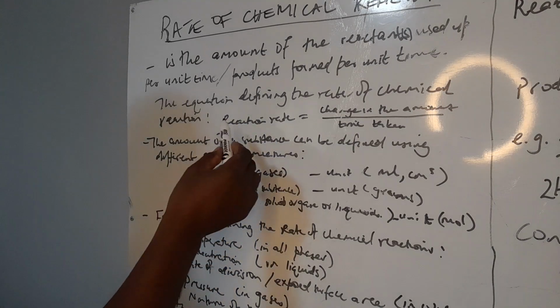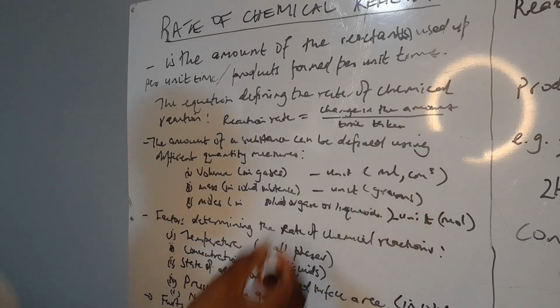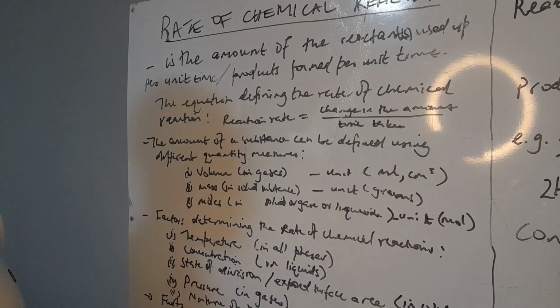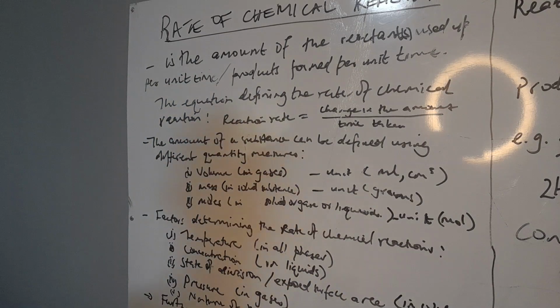The equation that defines the rate of reaction is: reaction rate is equal to the change in the amount of a substance per the time taken by that substance to change. Remember, by changing, we mean the substance will either be decreasing when it's a reactant, or the substance will be increasing when it is a product. The amount of a substance is defined in different physical quantities. For instance, we may use volume when it's gases, when we're measuring the amount of a substance.